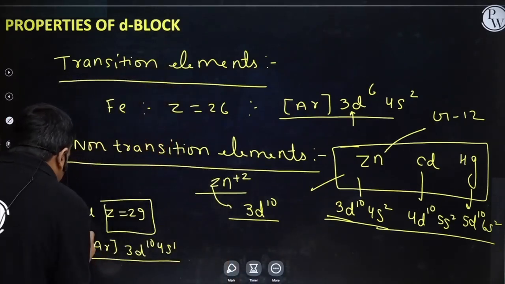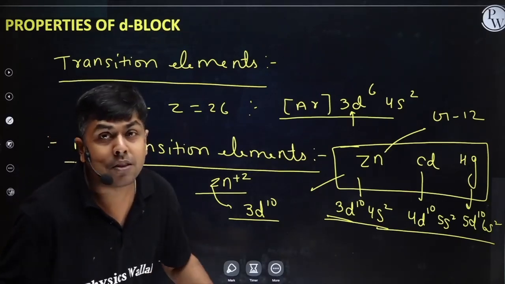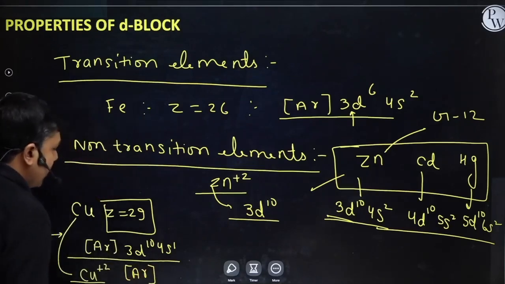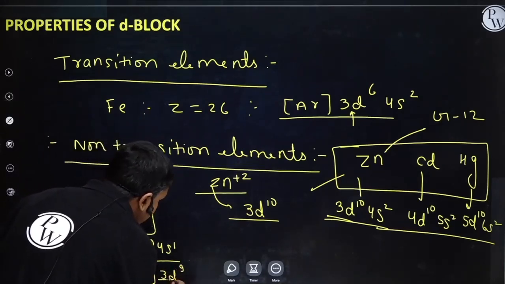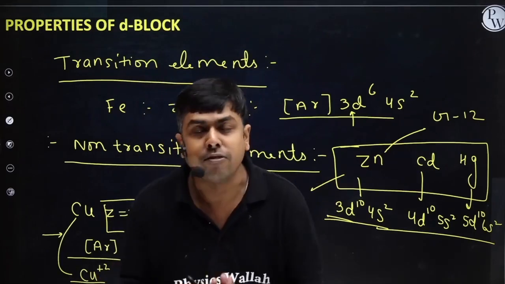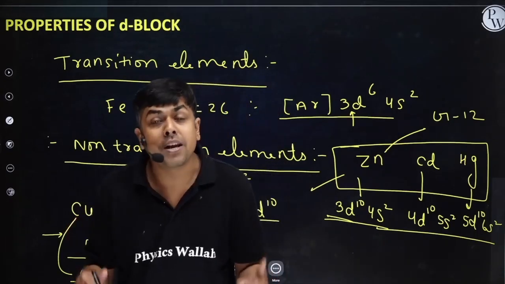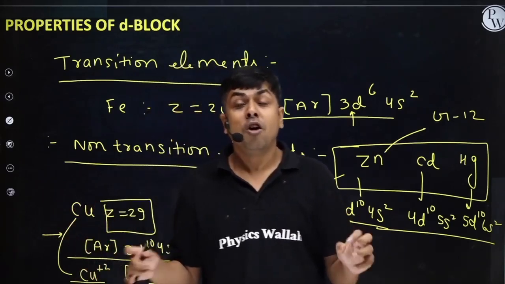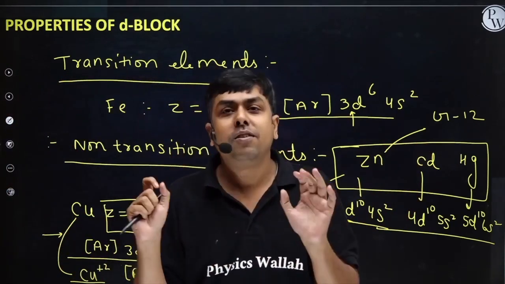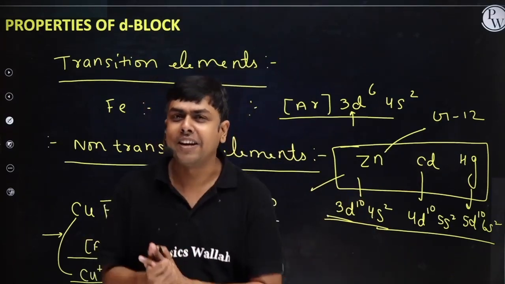Okay. Mainly copper also exists in the copper plus 2 oxidation state. Mainly in the aqueous form, copper plus 2 is more stable. If I write the electronic configuration of copper plus 2, it will have the configuration 3d9. Now the n-1th d subshell is not completely filled, so copper is also counted as a transition element. All those d block elements which have a partially filled n-1th d subshell, all such elements are referred to as transition elements.